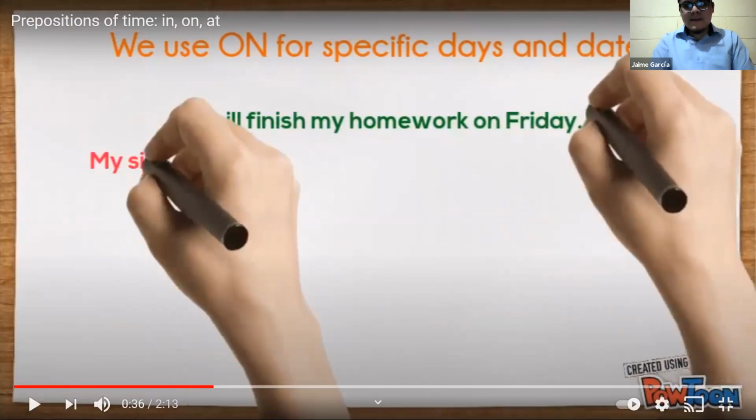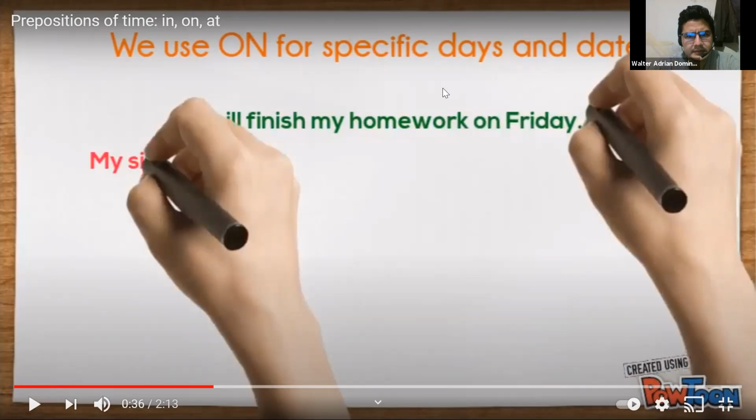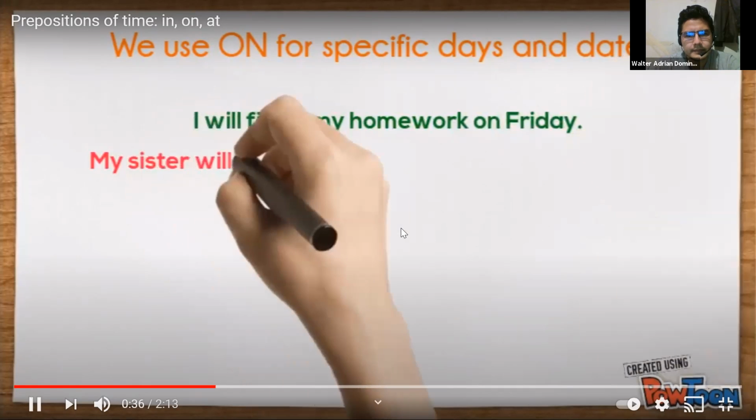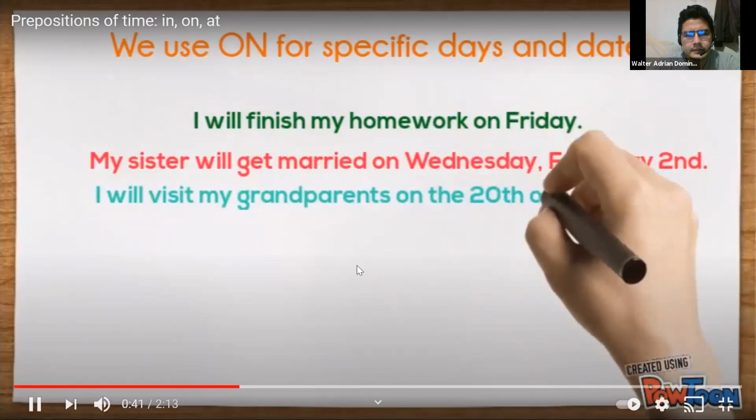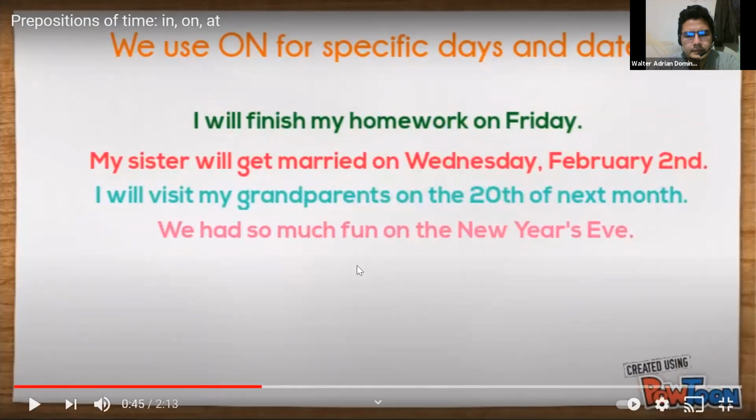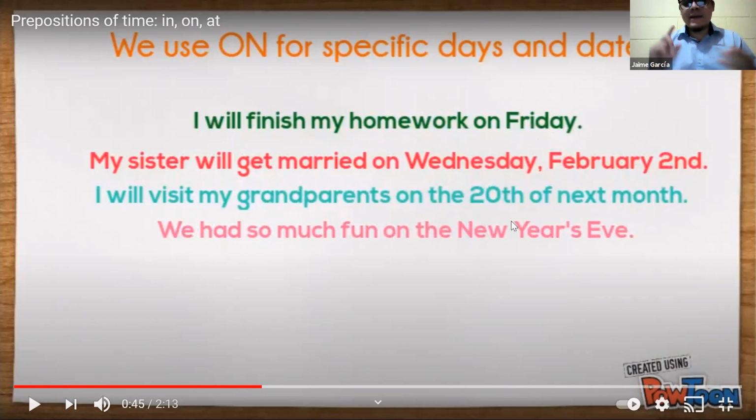Okay. Let's take a look at this. All right, Walter, can you please read the function? When do we use on? We use on for specific days and dates. For example, I will finish my homework on Friday. Friday is a day. So we use the preposition on Friday, on Monday, on Tuesday, on Wednesday, on Thursday, on Saturday, on Sunday.